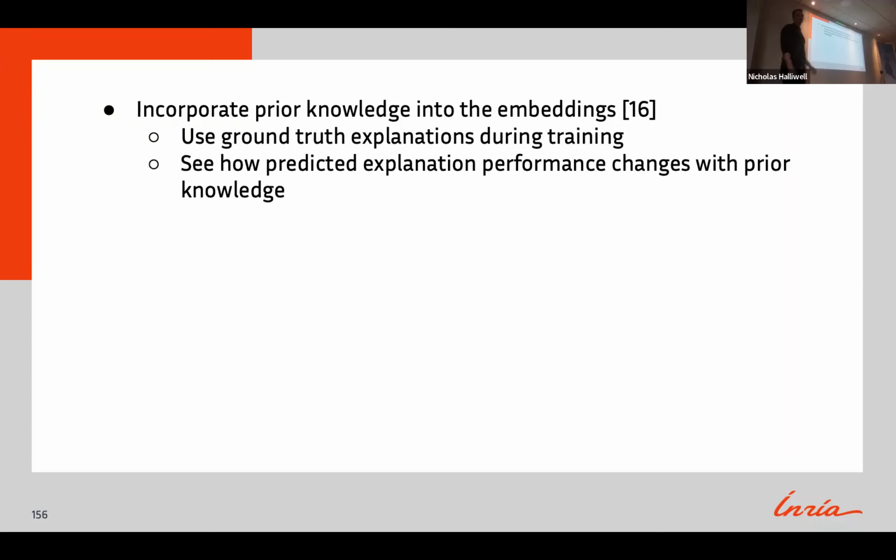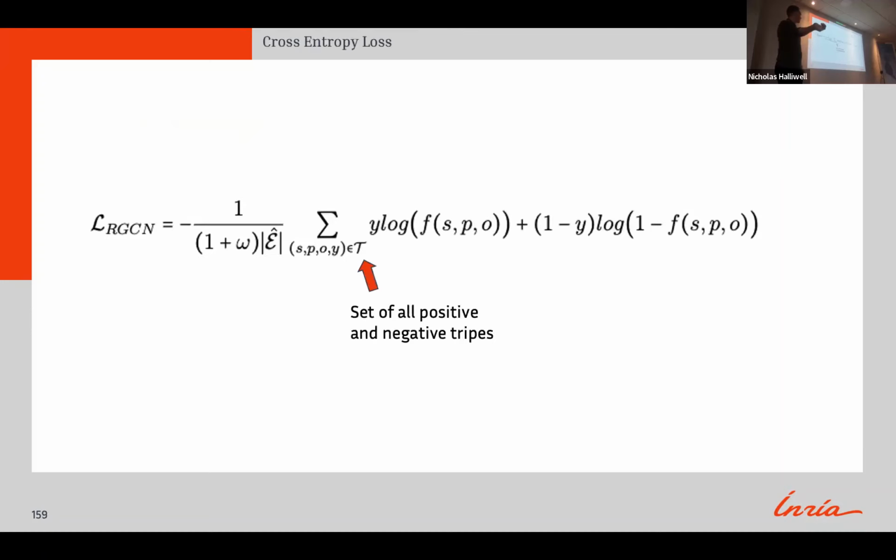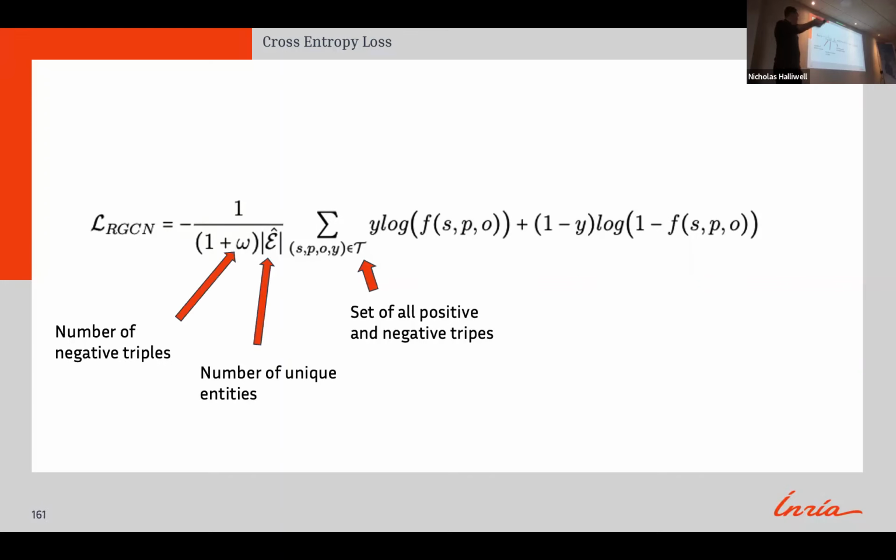And so we use the ground truth explanations during training, and we want to see how these performance metrics that we previously defined change when they have access to more information. So we further constrain the cross-entropy loss used by the RGCN, and that'll be shown here. This is just a standard binary cross-entropy, and then we sum across the set of all positive and negative triples. And this is going to be normalized by the number of unique entities and the number of negative triples. And so we'll add constraints to this in the following slides.